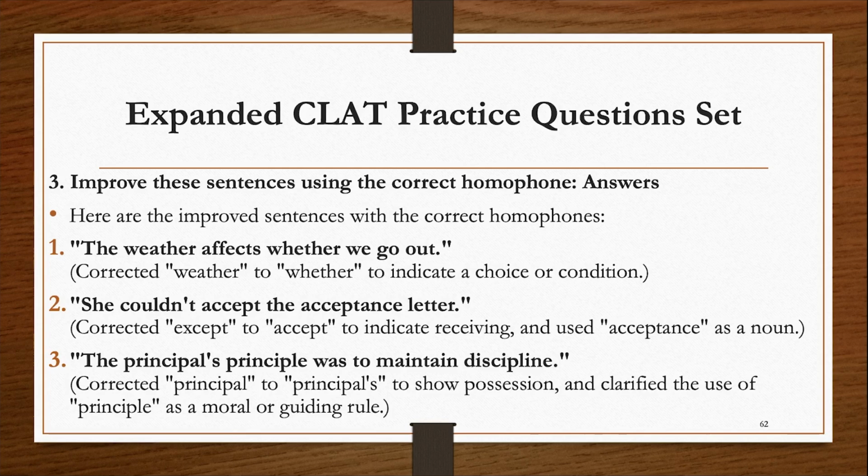All right. Now, here it would be the second sentence. She couldn't accept the acceptance letter. Here, except is corrected to accept to indicate receiving. And then the form of accept was changed to acceptance. That is as a noun. The third: the principle was to maintain discipline. Now corrected principal to principal's, and we have put in an apostrophe s to show possession, and we clarified the use of principle as a moral or guiding rule. That is the principle.